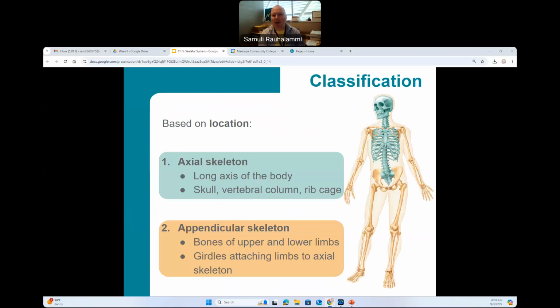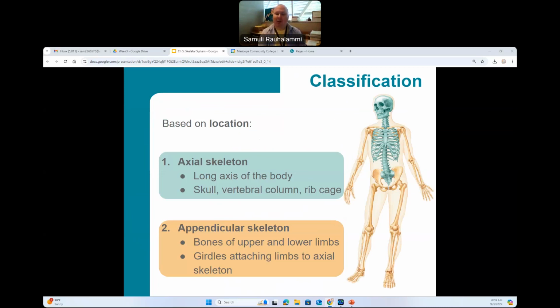And let's start with the division classification of dividing the skeletal system and parts of the skeleton in two groups based on their location. So the first location that we're going to see is the bones that form the axial skeleton. So this axial skeleton really forms the long axis of the body, and this includes, for example, the skull, vertebral column, and the rib cage. All of these structures protect the really vital organs that we have in the body.